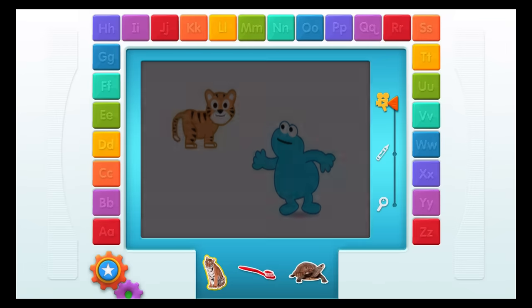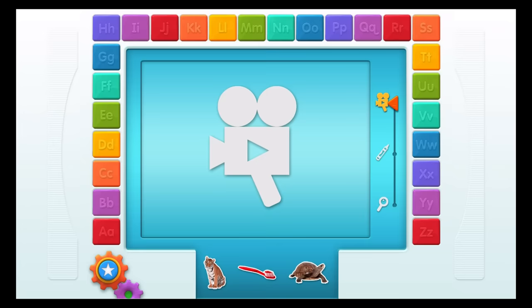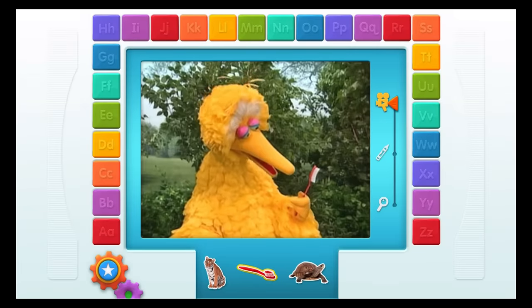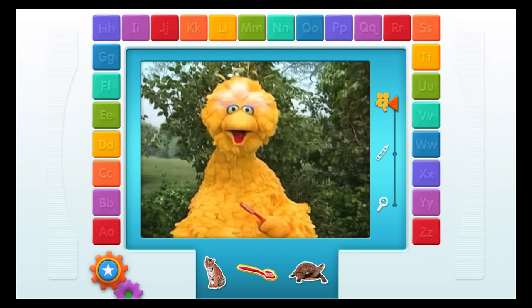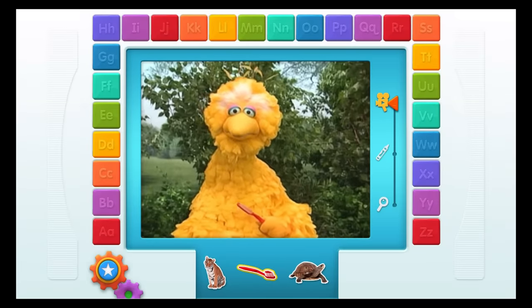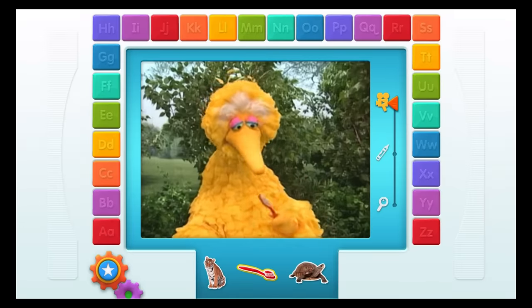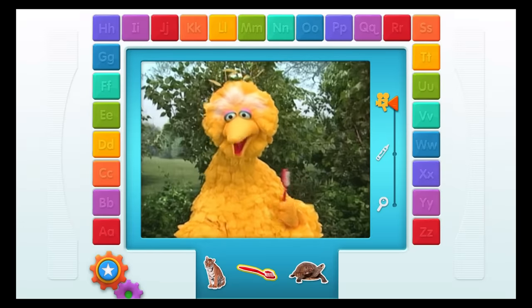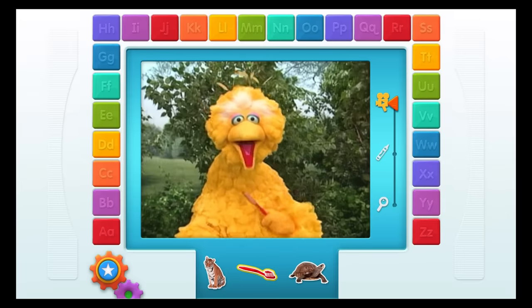Tiger! T. Tiger! Elmo loved that video! T. Toothbrush! Oh, hello there. I'm Big Bird, and I'm supposed to show you how to brush your teeth, but the problem is, I am a bird, and birds don't have teeth, see?